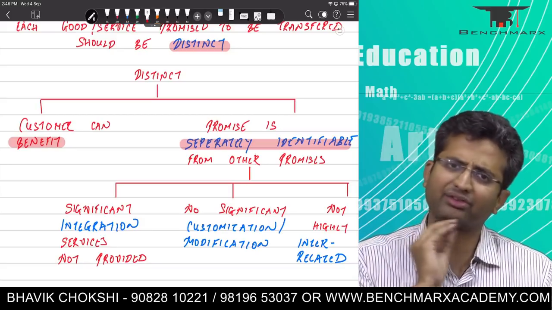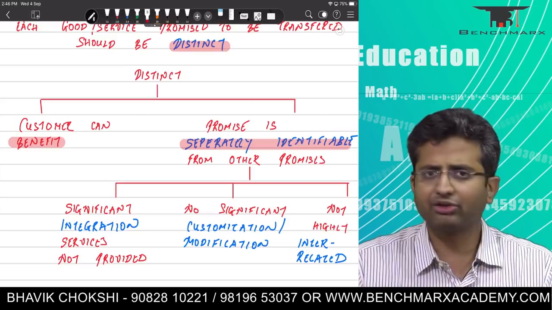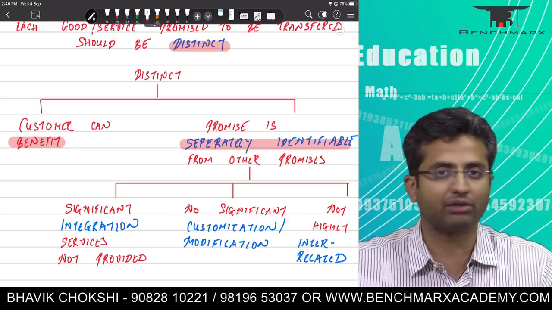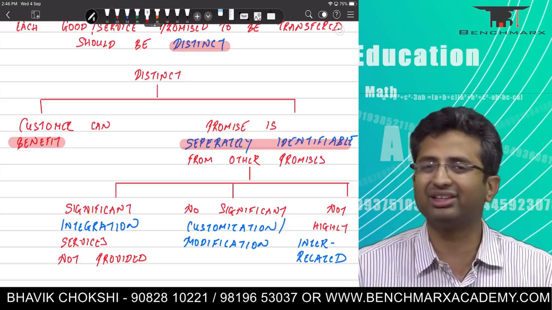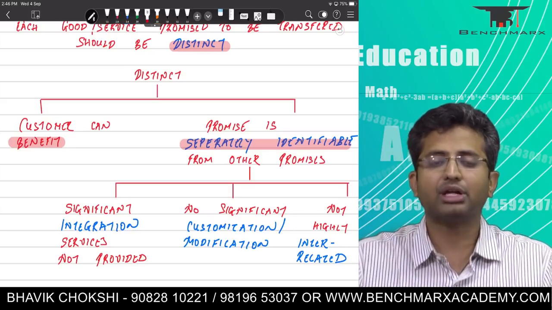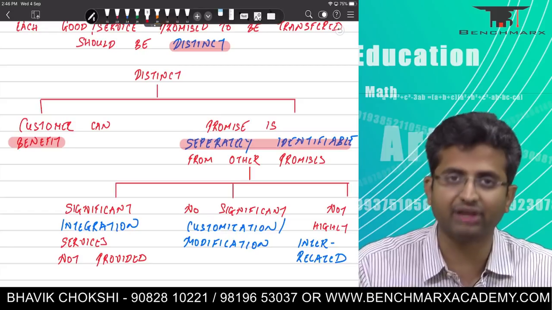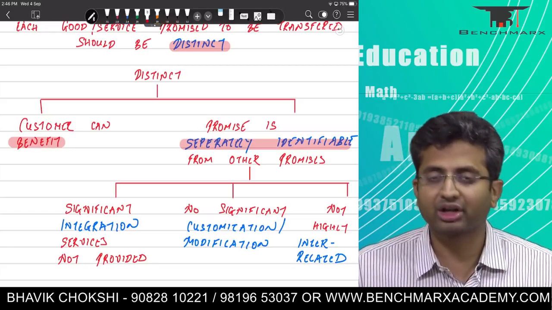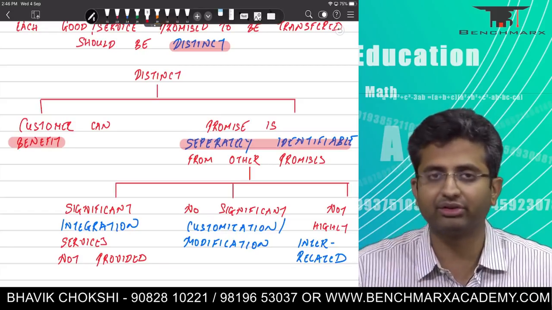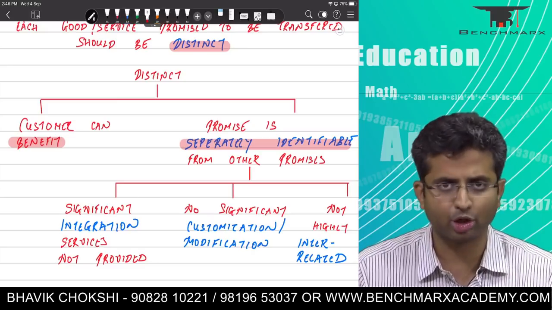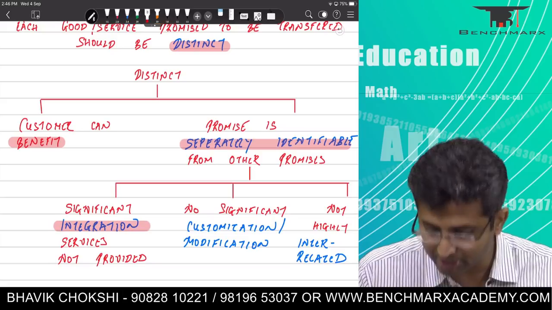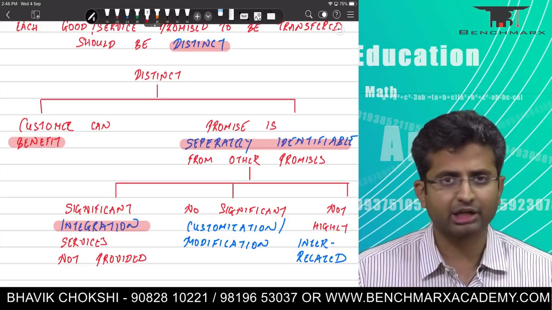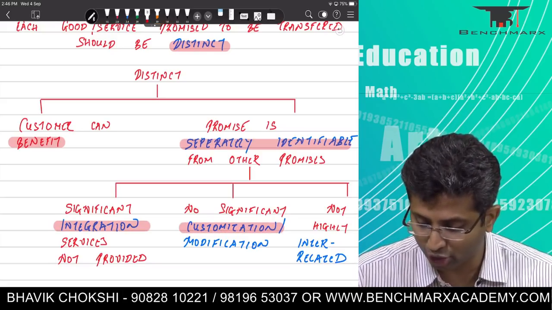However, if you go back to our example of AC and servicing, that is not a part of a single integration activity. It is not a part of getting the AC into a ready to use condition, and hence we consider these two to be distinct, the AC and the servicing, but we do not consider the PC assembly services to be distinct. They are considered to be a single obligation. That is the first thing: significant integration services should not be provided. Second, there should not be significant customization or modification.